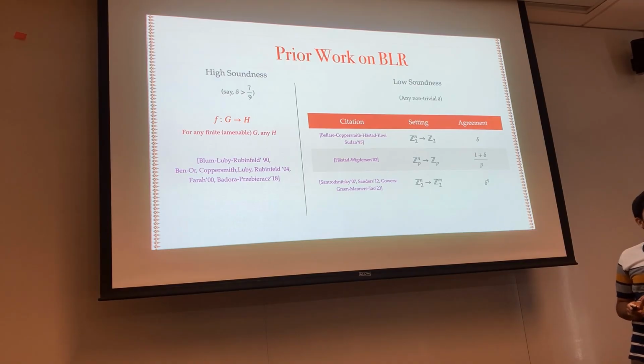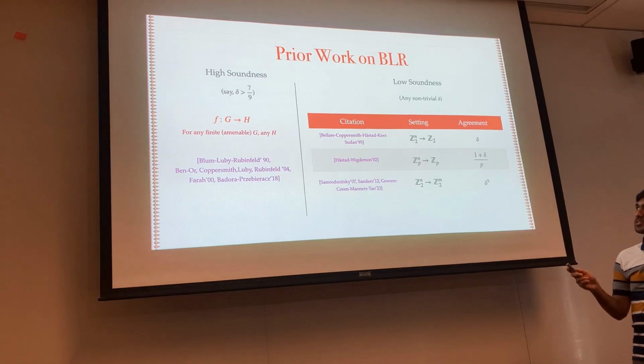Okay. And then the other set of results that we know is for Z2 to the n to Z2 to the m. So here think of m as large, maybe m is n. So first it was shown that there's an inverse exponential soundness guarantee using connections to additive combinatorics. And making this polynomial is equivalent to the Polynomial Freiman-Ruzsa conjecture, PFR. So they're equivalent statements. Then Sanders made this quasi-polynomial, and then recently you have polynomial soundness.